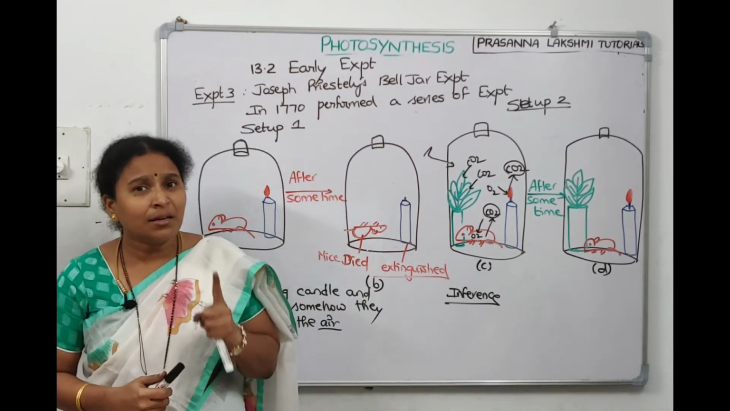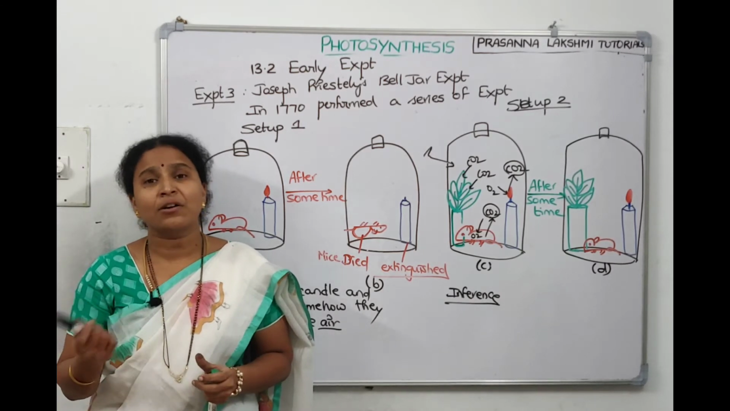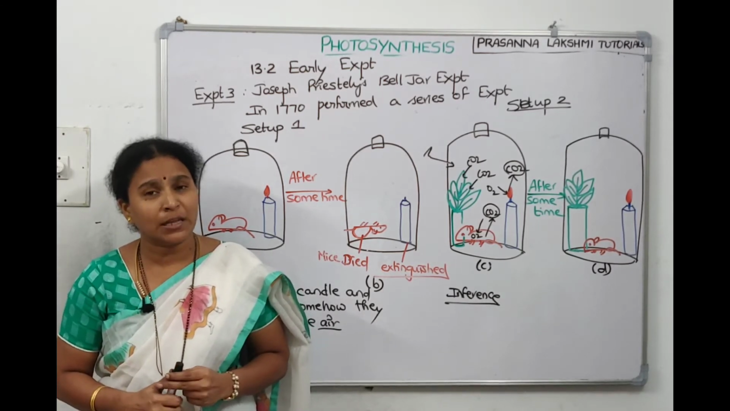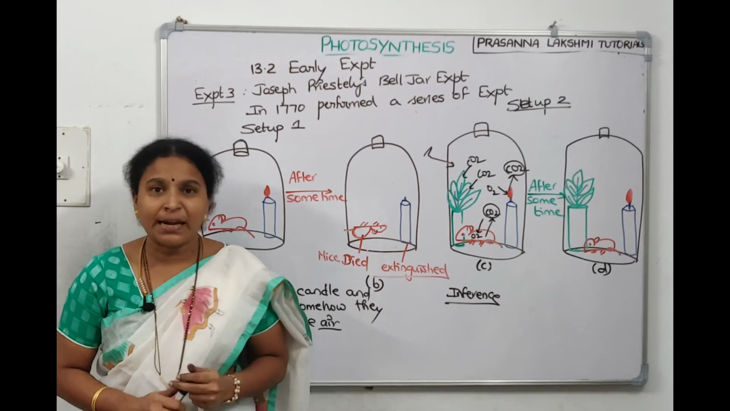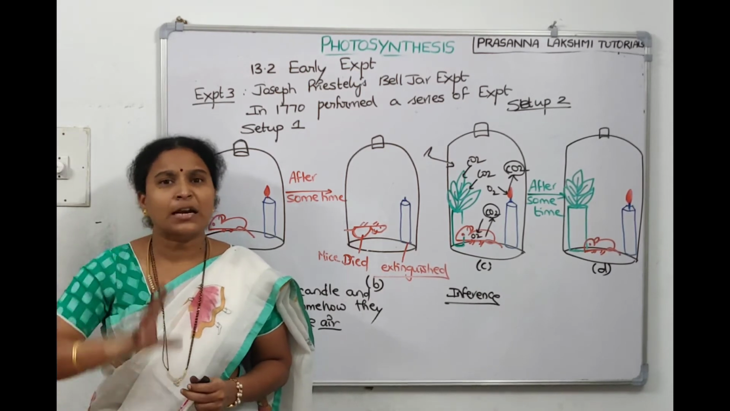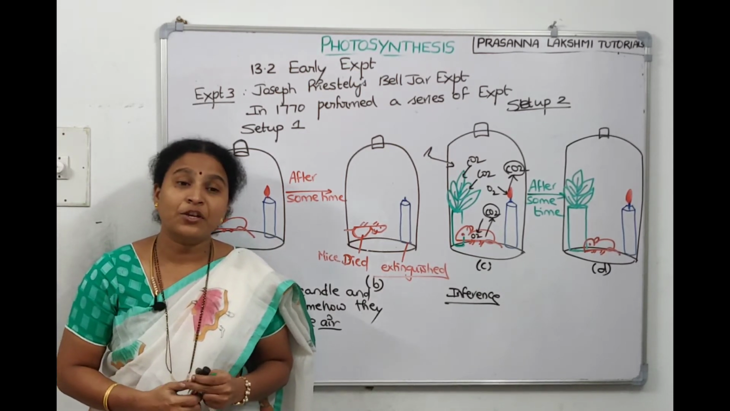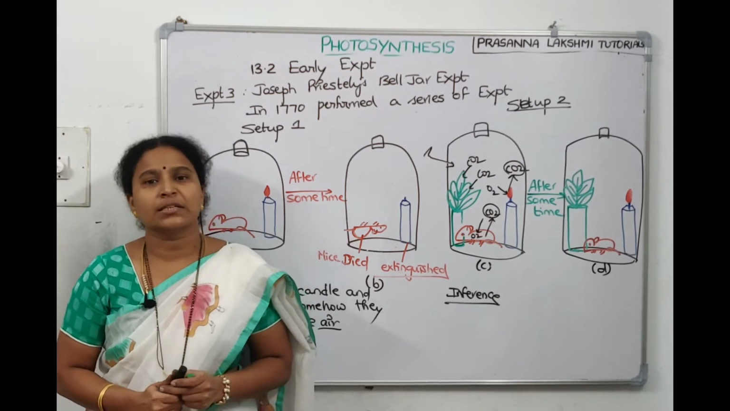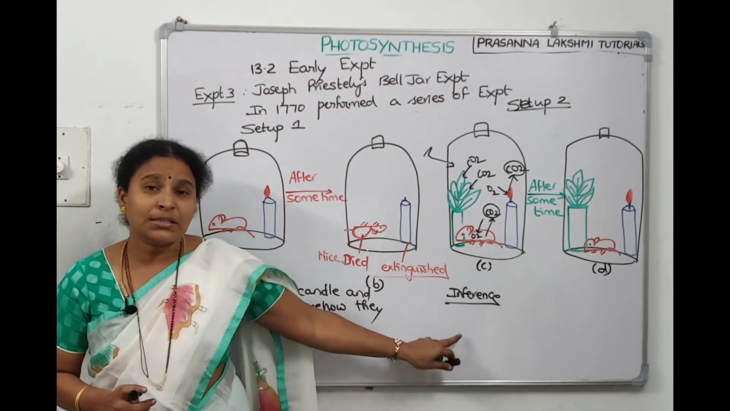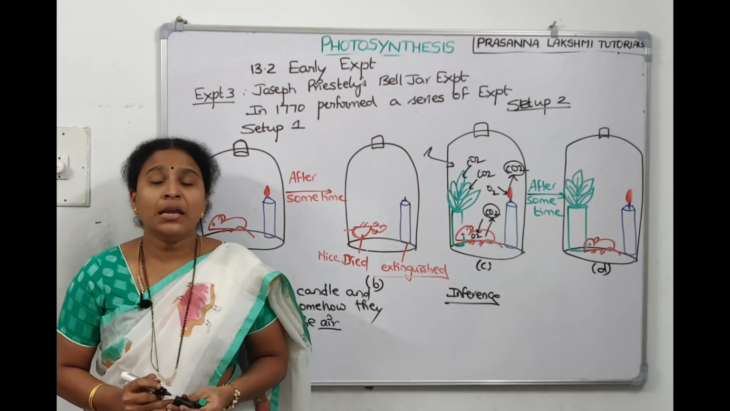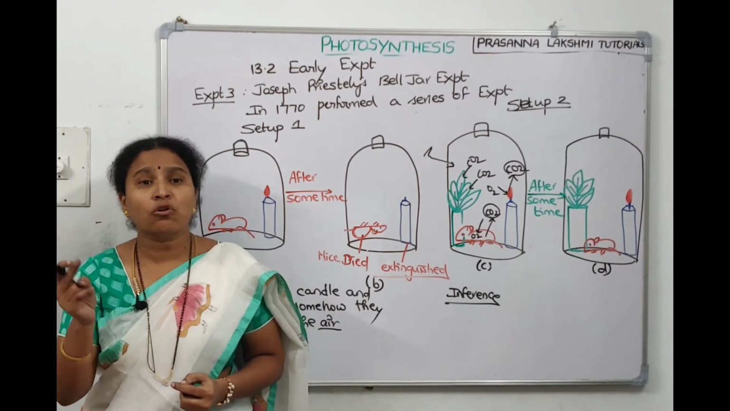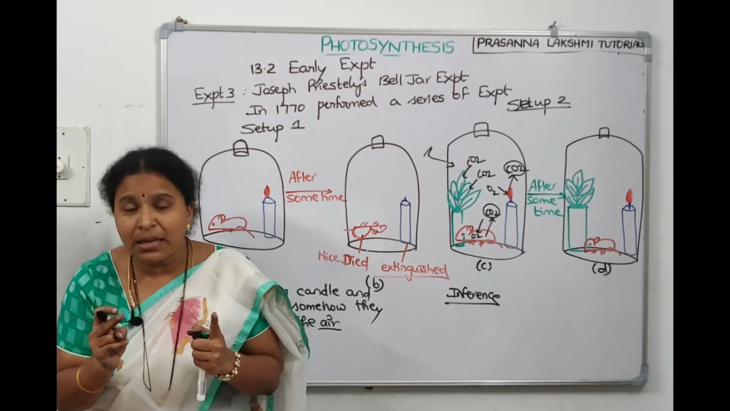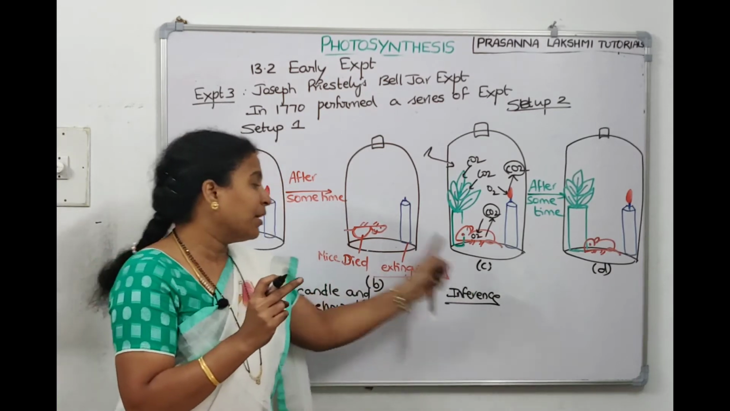So why did Priestley take a mint plant? Why not some other plant? That also they can ask us. Mint is a shade loving plant. With a little amount of sunlight also it can survive and it is efficient in doing photosynthesis. So what did he tell? What is his inference in setup 2? He told that plants restore to the air whatever the burning candle and the animal have consumed.